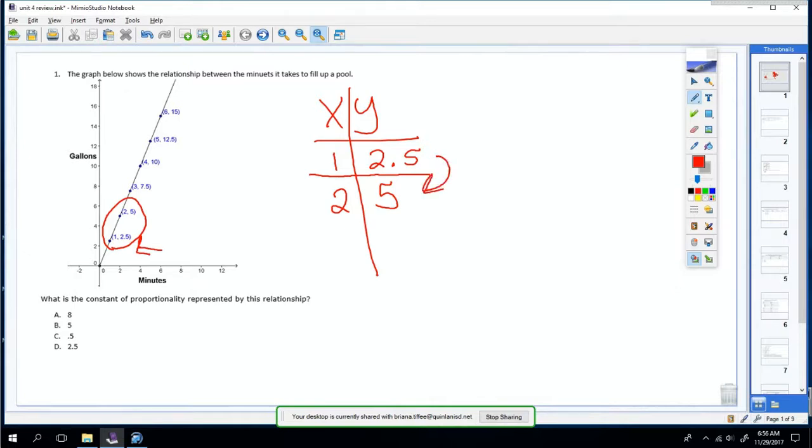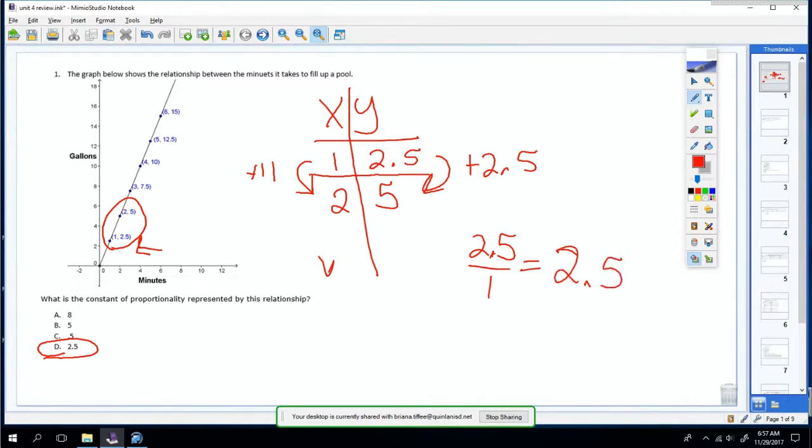So I'm going to figure out the difference between these y's, which is just 2.5, and this one's just 1. Then you put your y on top, which is 2.5, and the x is 1. So 2.5 over 1 is just 2.5, if I could write it. So the answer is D.